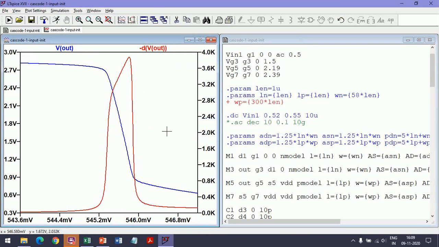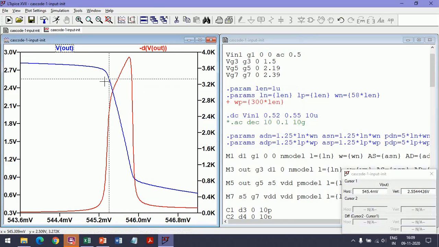Actually I wanted to make a comment earlier, but let me make it now. What we want again is to bias this at a V out of 2.6 volts because now it's a cascode. So we want the output voltage to be at 2.6 volts, which is here. All right, and so the input voltage is something like 545 millivolts.